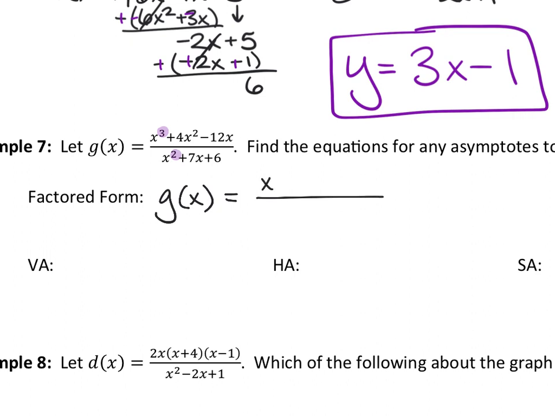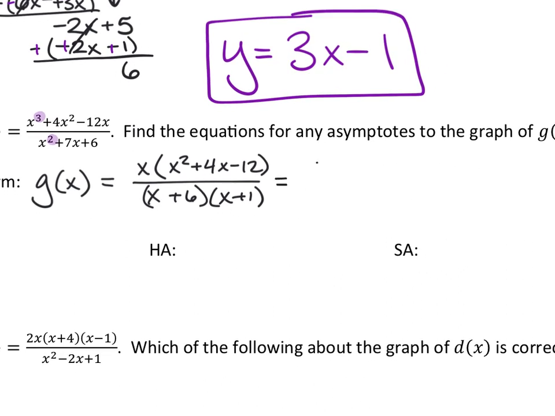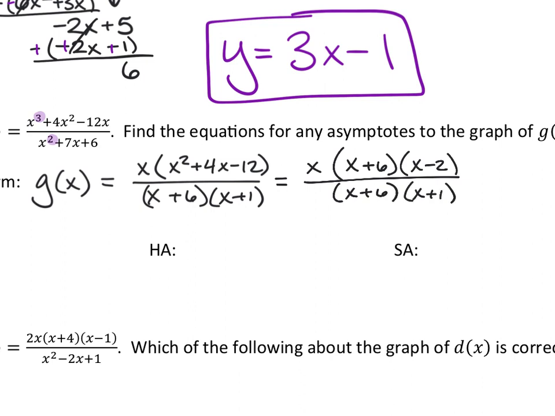So if we factor this, this is going to be x times (x squared plus 4x minus 12) over (x minus 6, nope, x plus 6, sorry) and (x plus 1). The top is also going to factor again to (x plus 6)(x minus 2), all over (x plus 6)(x plus 1). Now hopefully your spidey senses are tingling. We have a hole right here, which is nice because then it's going to make the polynomial that I'm going to have to divide a lot smaller.